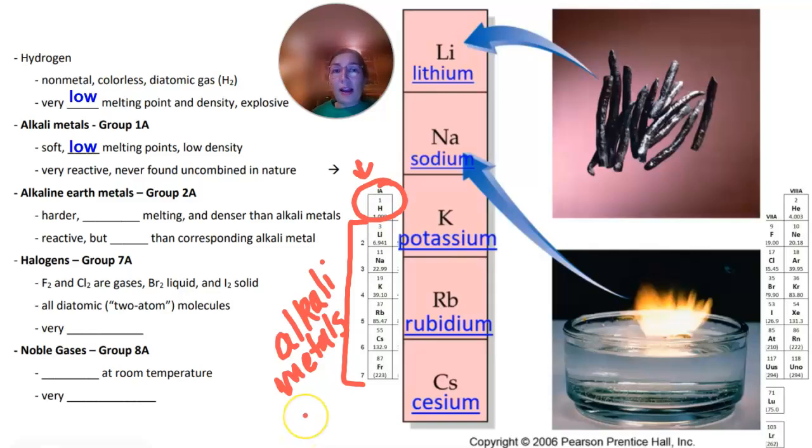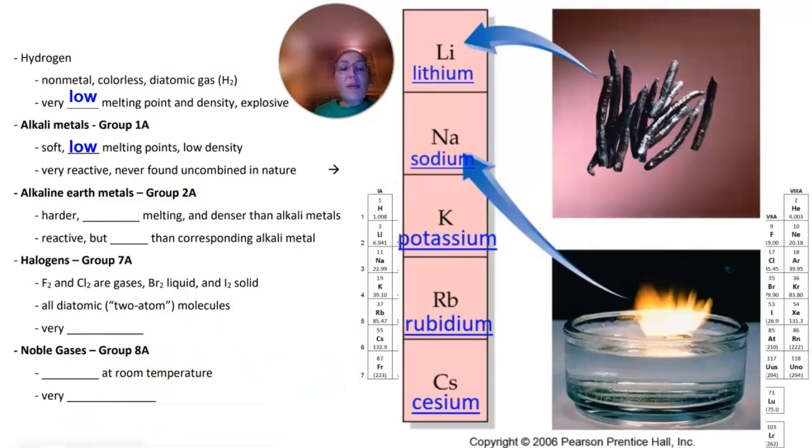They are highly reactive with water, and so it's kind of fun to look at some of these alkali metal videos, and I'll post at least one of those for you because I think watching these alkali metals react with water is really pretty sweet.